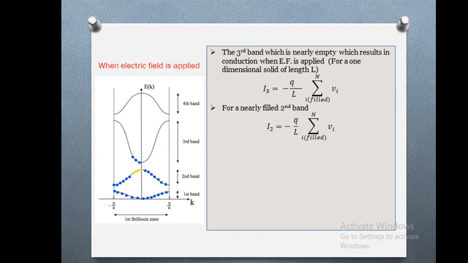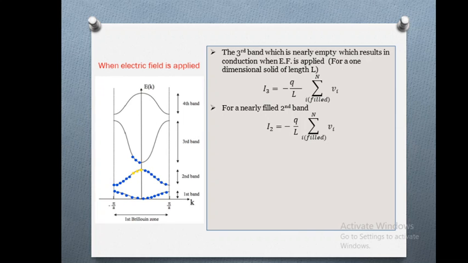But the problem arises that for a particular material, we can have n number of primitive unit cells. Therefore, we will have n number of k states in the first Brillouin zone. Since the number of primitive cells in a material could be of the order of Avogadro number, we will have Avogadro number of states, and this makes the summation over Avogadro number quite difficult.